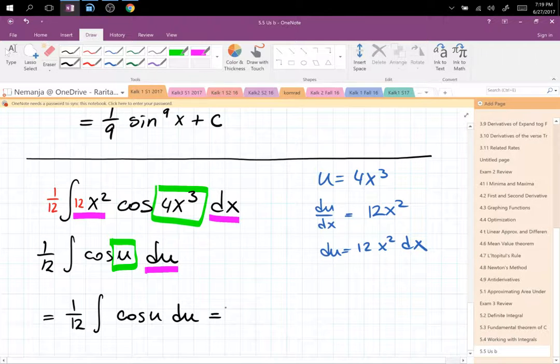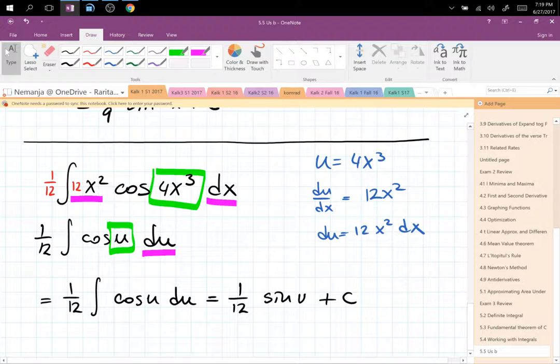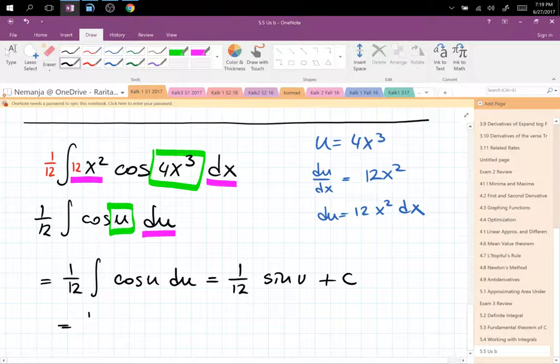And what's the integral of cosine? Positive or negative? I got you. You said it right the first time. I'm just a terrible individual. So it's 1 over 12 sine of 4x cubed plus c. And that will be the answer.